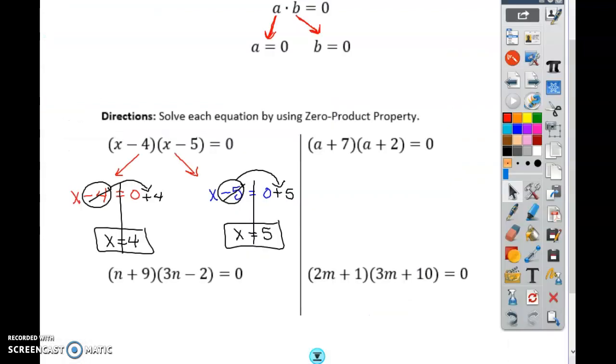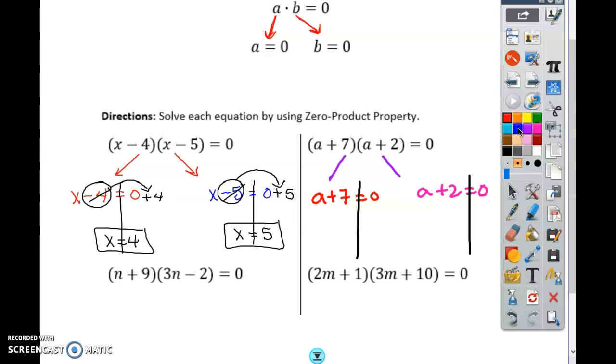So let's do the next one. This one right here. I'm going to set this one equal to 0, and I'm going to set this one equal to 0. So I have a plus 7 equals 0, and I have a plus 2 equals 0. Pause the video and solve. Let's see if you get the same answer that I get.